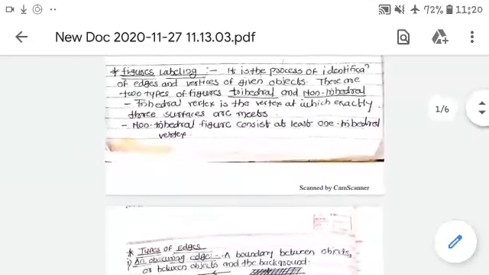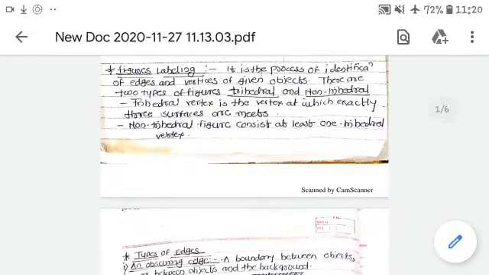Hello friends, today we are going to discuss trihedral figures labeling. In the last lecture we discussed the things related to the constraint satisfaction problem.